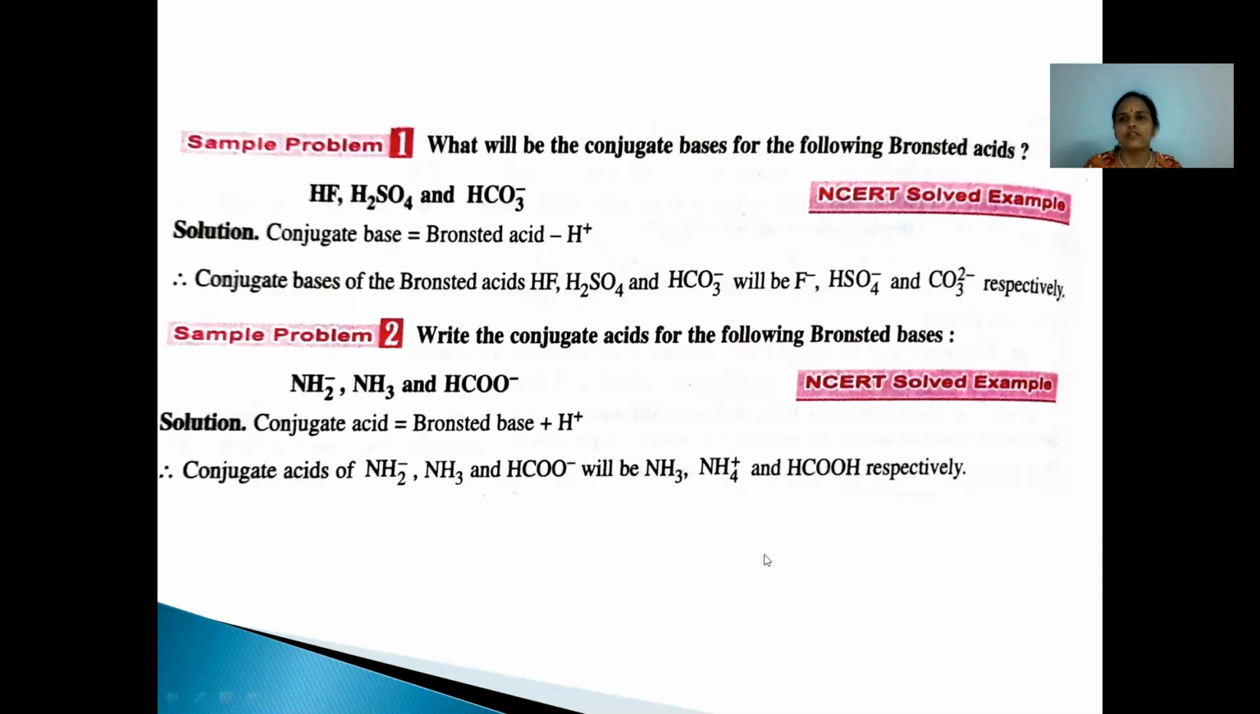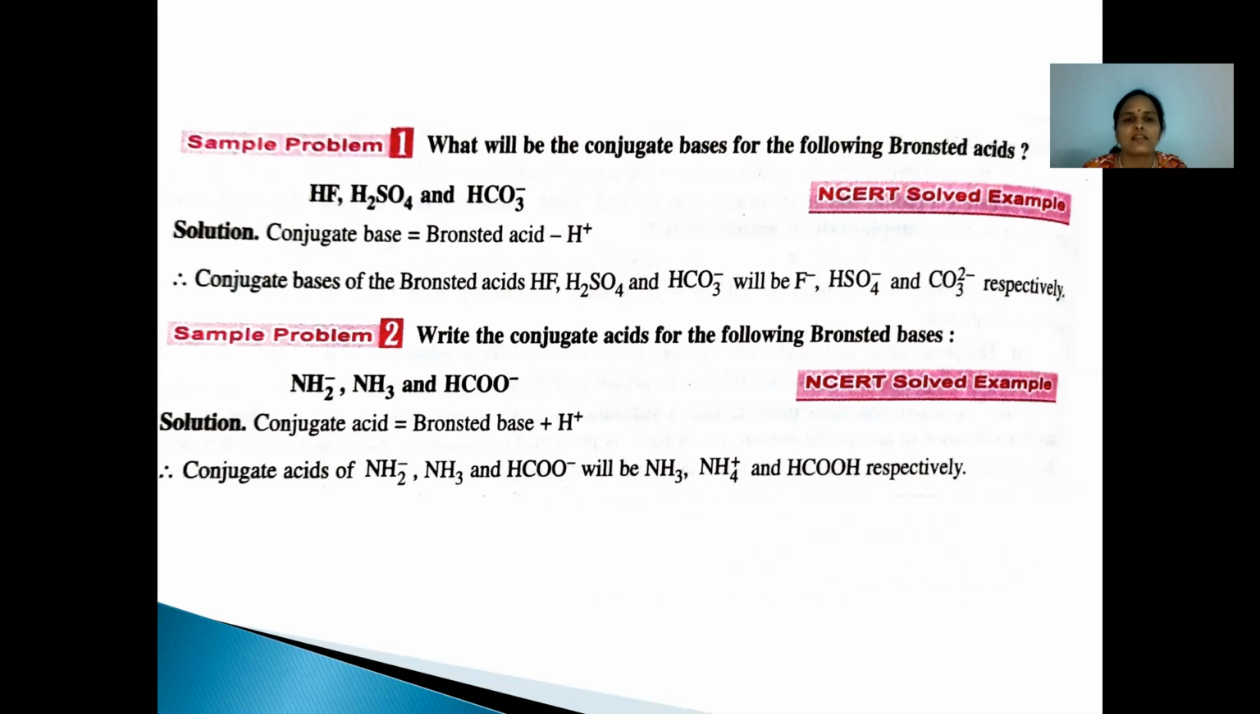Now look at the question. The question is, what will be the conjugate base for the following Bronsted acids? HF. So conjugate base will be F minus. H2SO4. Conjugate base will be HSO4 minus. So conjugate base actually is equal to Bronsted acid minus H plus. So here HCO3 minus, remove one H plus, it forms CO3 2 minus respectively.